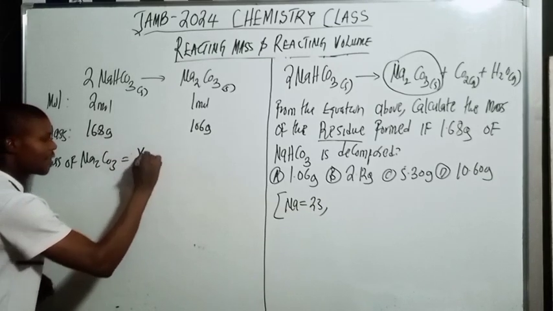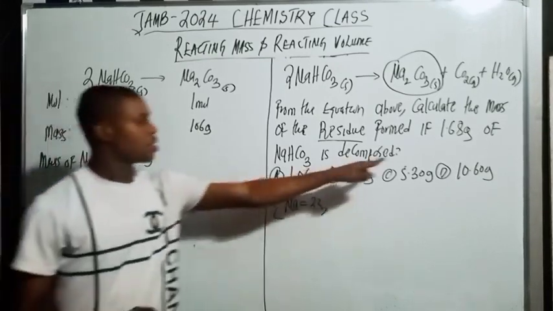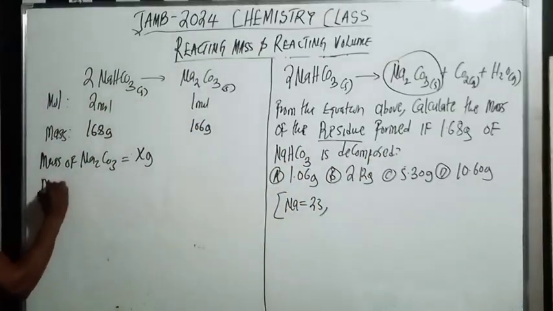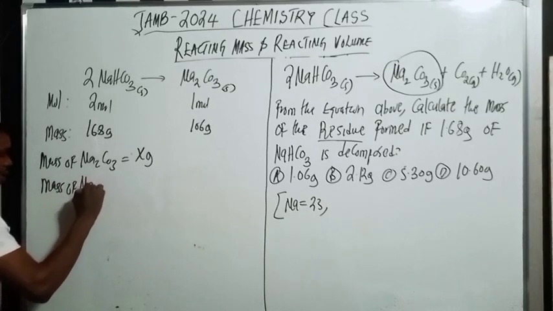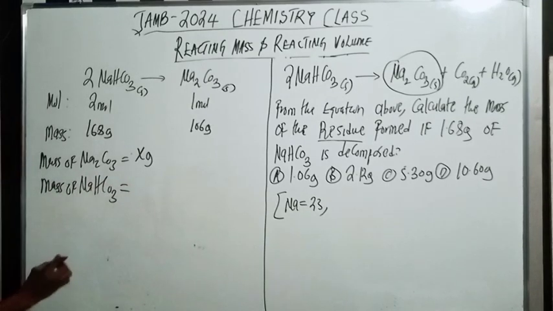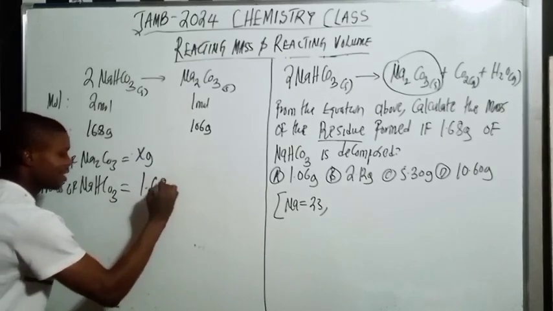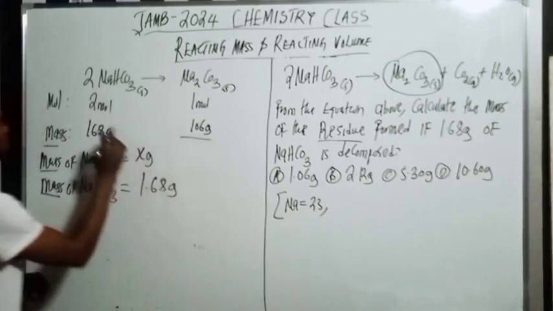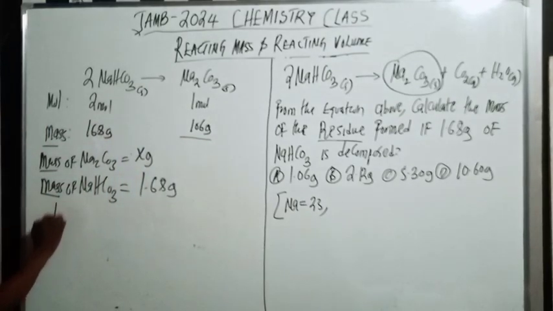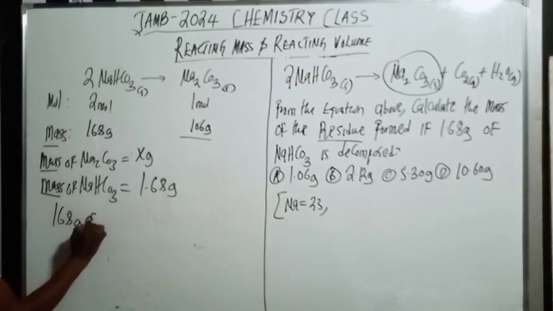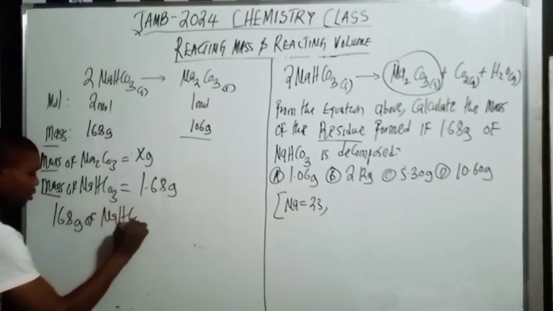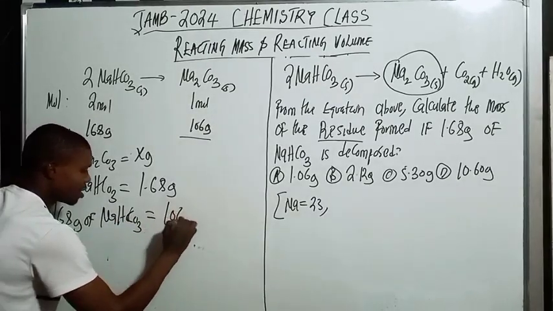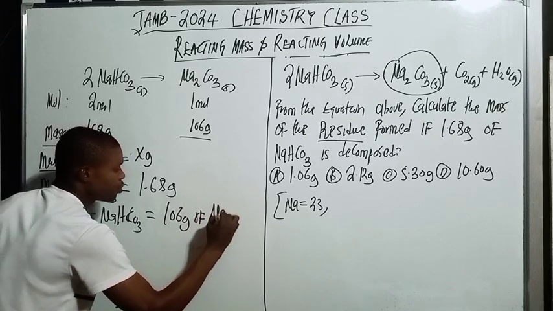So let's say S gram. Do you understand? Now, the mass of sodium bicarbonate is being given to us. So the mass of NaHCO3 is going to be 1.68 gram. Do you understand? So it's the mass to mass, right? So it's going to be 168 gram of sodium bicarbonate equals to 106 gram of sodium carbonate.